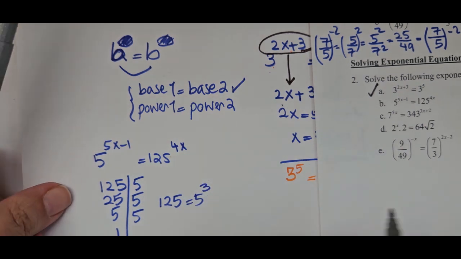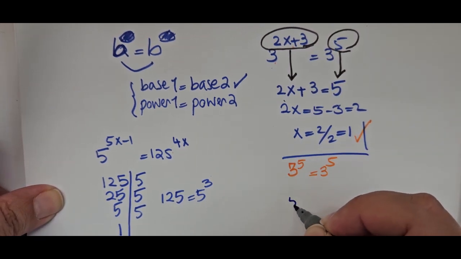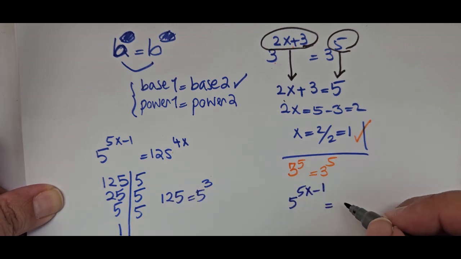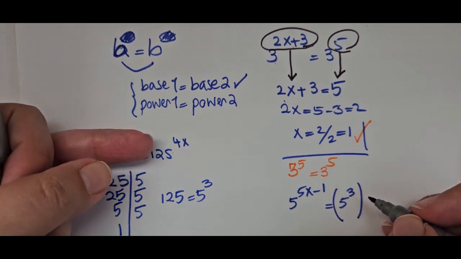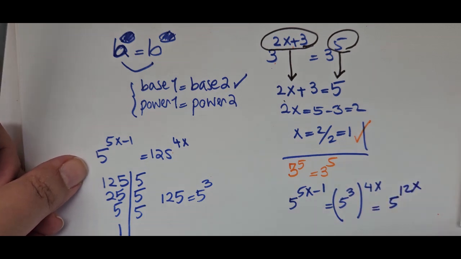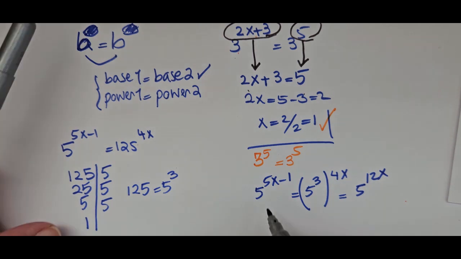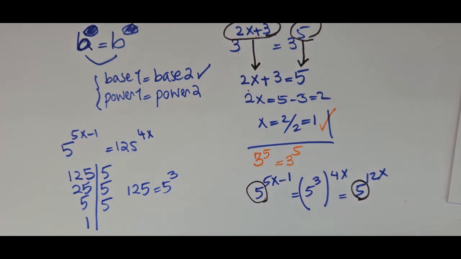So now let's see what we can do here. I have 5 to the power 5x minus 1 equals, instead of 125, I write 5 to the power 3, and then there is 4 to the power x here. So it will turn into 5 to the power 12x. Now you can see that the two bases are both 5. You converted 125 to 5 to the power something. So the two bases are the same. That's the good thing. Perfect.